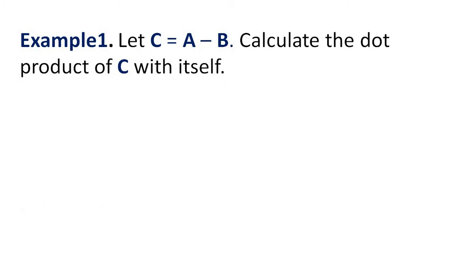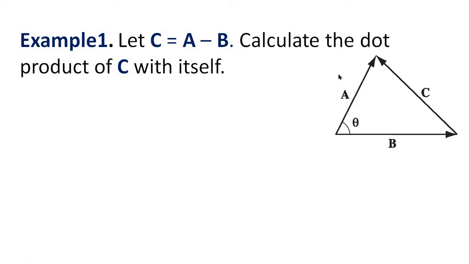Let us discuss an example. Let C equal to A minus B. Calculate the dot product of C with itself. So it's given that vector C equal to vector A minus vector B. Now we need to find vector C dot C. So this is a diagram of the equation C equal to A minus B.